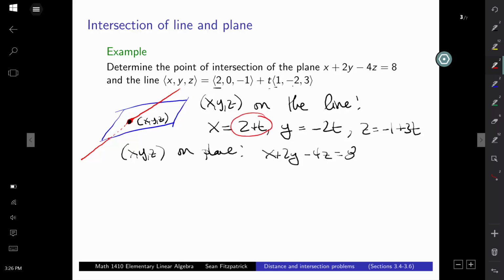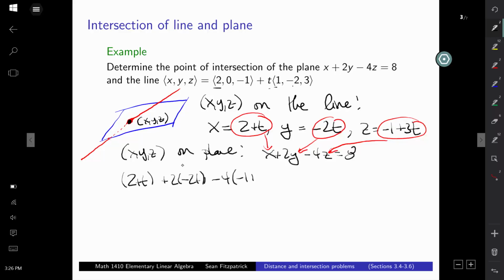This value for x should go in here. This value for y should go in here. This value for z, it should go in there, right? That's how we describe x, y, and z given the fact that we're on the line. And so what we get is 2 plus t plus 2 times minus 2t, okay, minus 4 times minus 1 plus 3t has to equal 8.